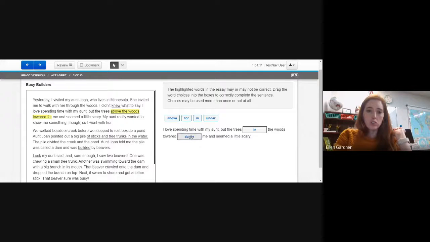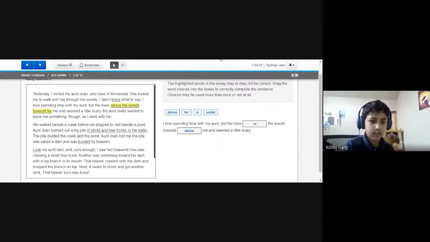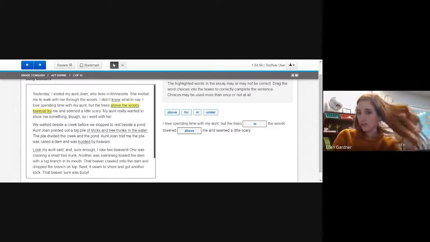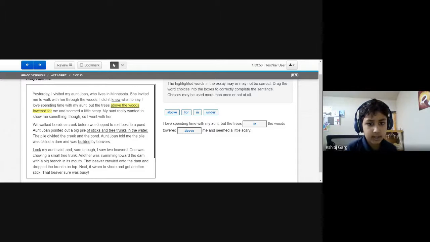So we changed it up from that highlighted part. And then I would encourage you to read it again and see if it makes sense. Kshitij, would you read it with our words and see if it makes sense? I love spending time with my aunt, but the trees in the woods towered above me and seemed a little scary.